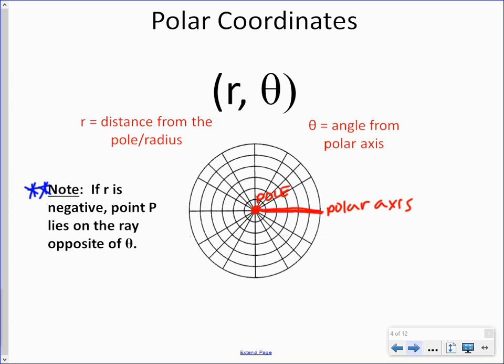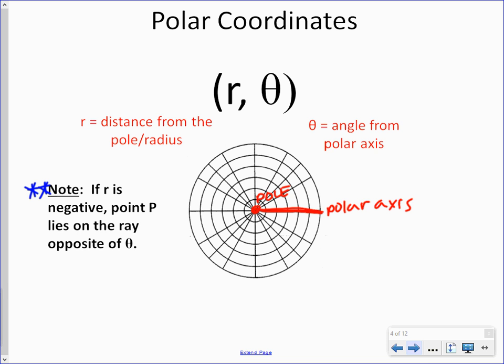And then I highlighted or starred that note there. That's also in your activity, and I heard some groups talking about that as I was walking around outside. If r happens to be negative, then your point will be plotted on the line opposite, or the ray opposite the actual angle theta. So if your theta was pi over 4, you would go in the opposite direction, that distance of your radius. And we'll do an example where we plot one like that so you'll be able to see it. Okay, but that's pretty important.